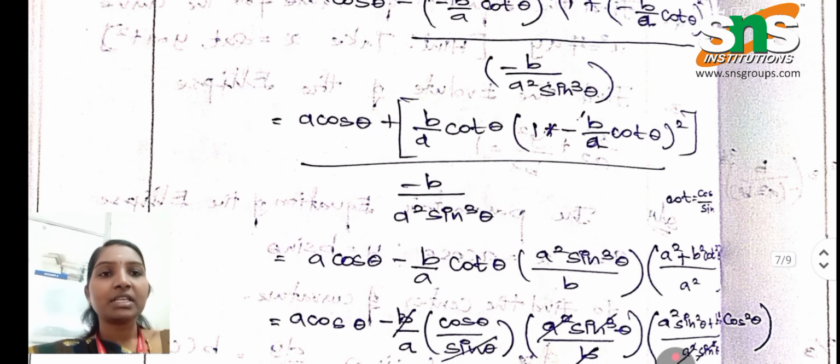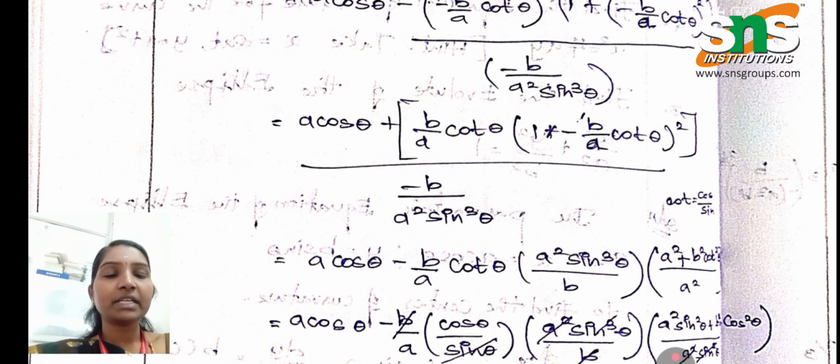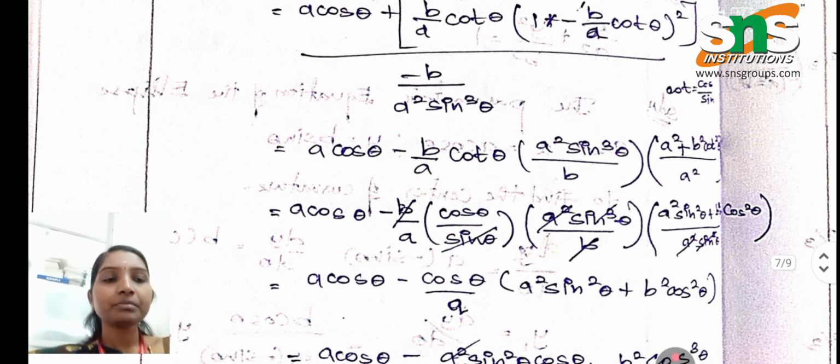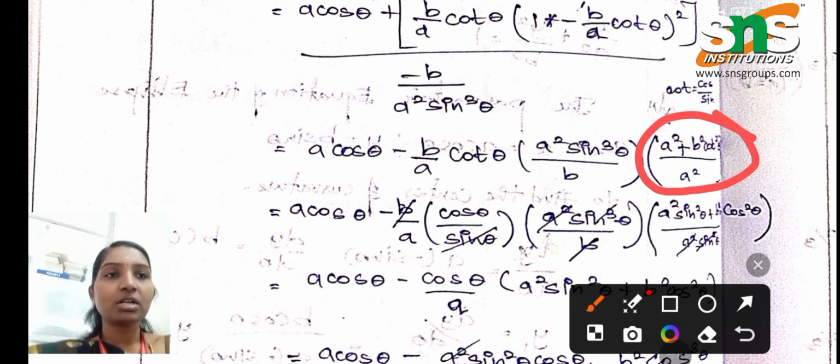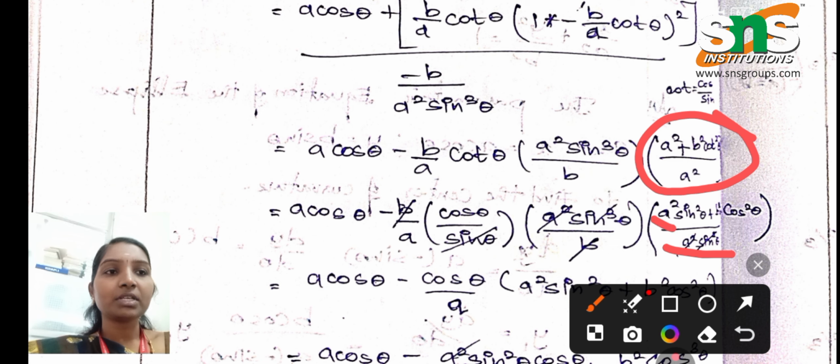So what do we have in the next step? We have just taken LCM here and we have substituted it. So what we have here, cot theta can be replaced with cos theta by sin theta, and that sin theta can be done in the denominator, and in the first element you will be having a square into sin square theta as the first element.